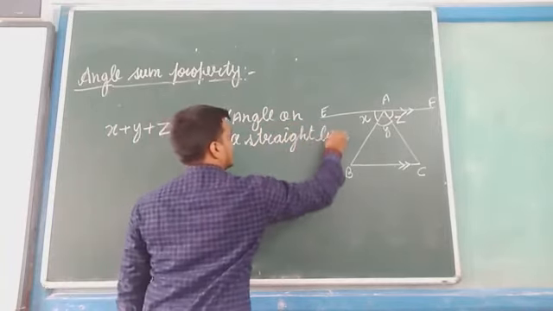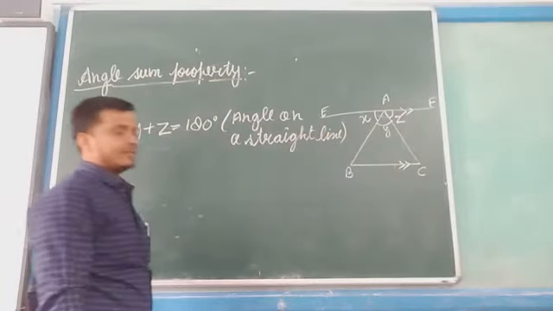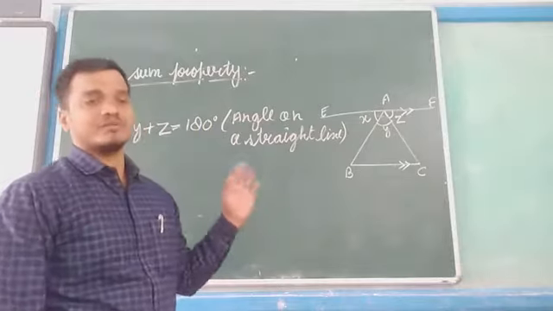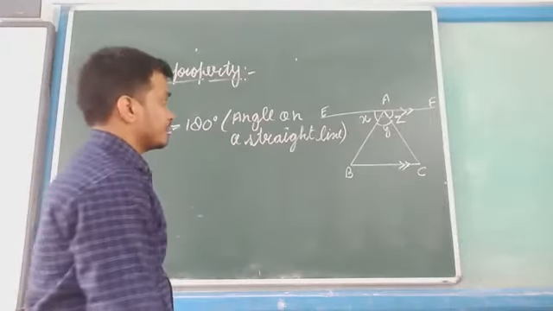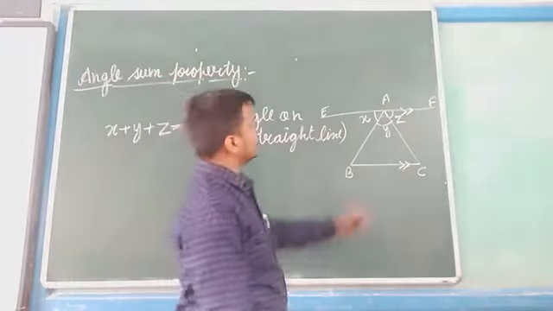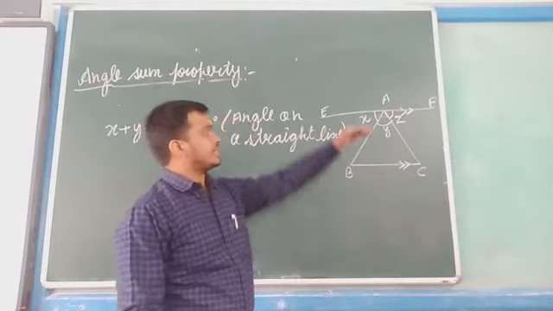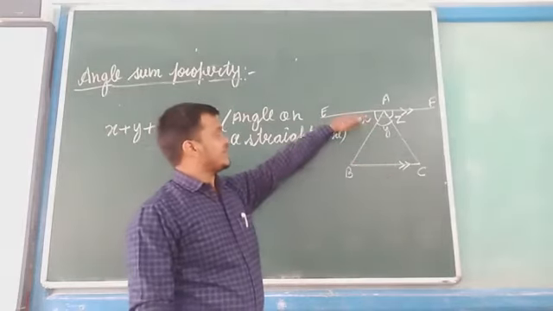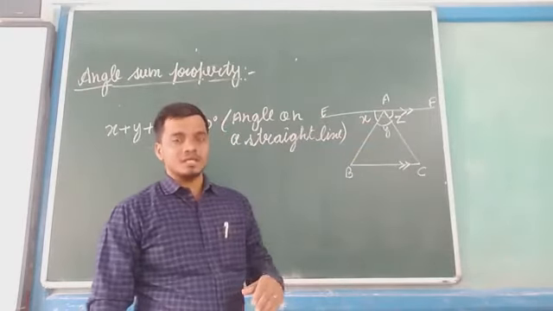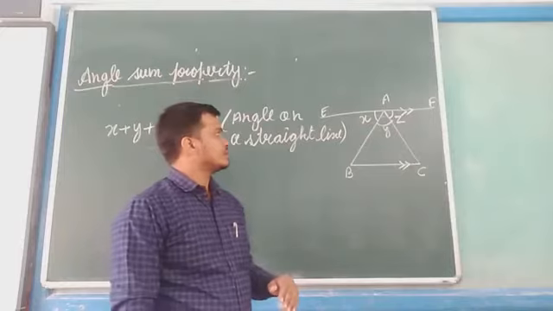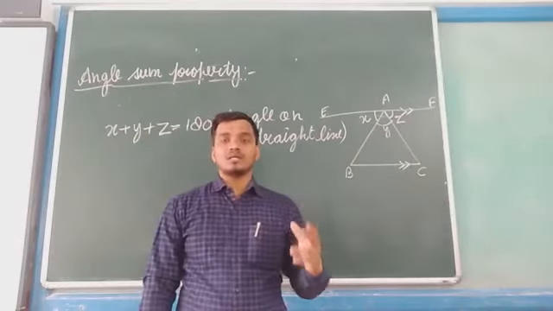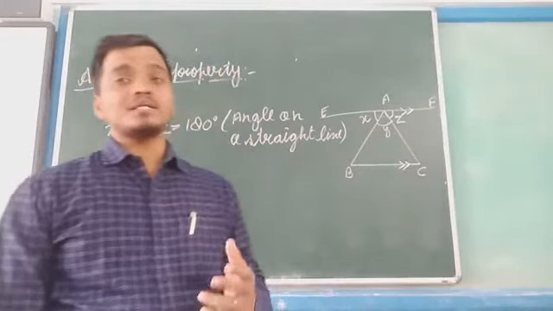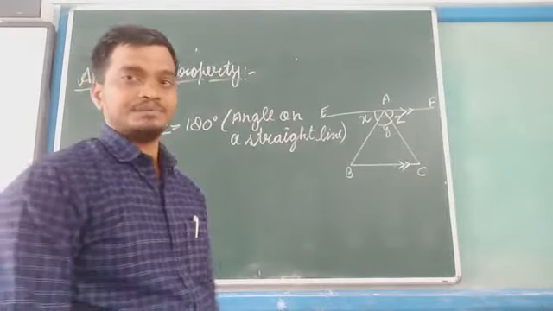Angle on a straight line. Whenever we have an angle on a straight line, its addition should always be 180. Now, very easily you know that we have done this construction so that EF should be parallel to BC. If EF and BC are parallel to each other, we can say that their alternate angles and their corresponding angles will be equal to each other.